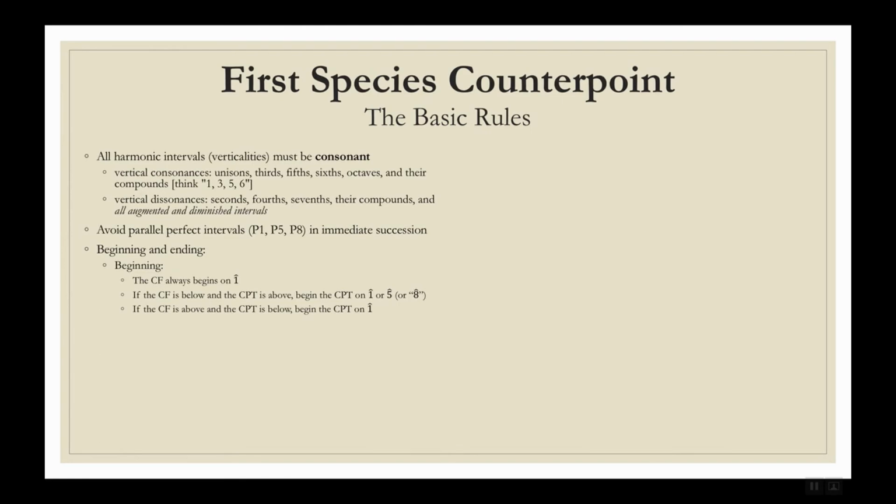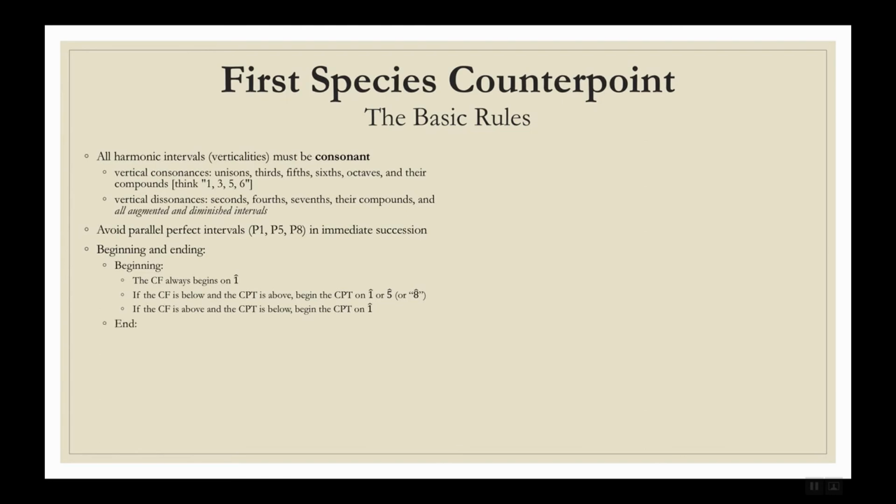If the Cantus Firmus is above, then you're going to begin always on scale degree 1. Maybe it's on the unison, maybe it's on the octave. Maybe it's even the double octave, but that range is a little bit too big.